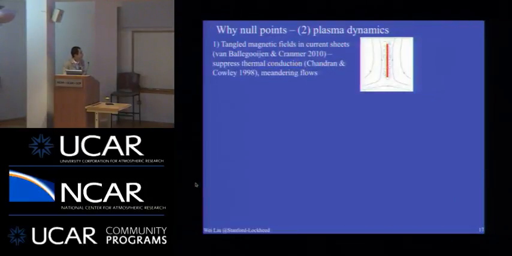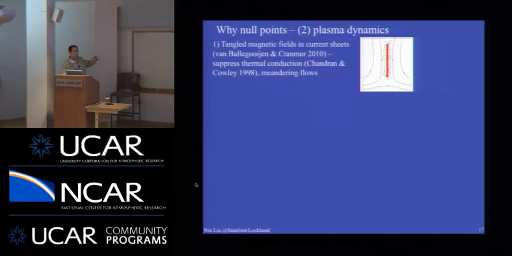Another point about null points is that they can deform into current sheets. In a current sheet, you have structures like chaotic or entangled field. In these locations, entangled field can also suppress thermal conduction and favor cooling condensation. They can also contribute to those meandering flows for the prominence material.